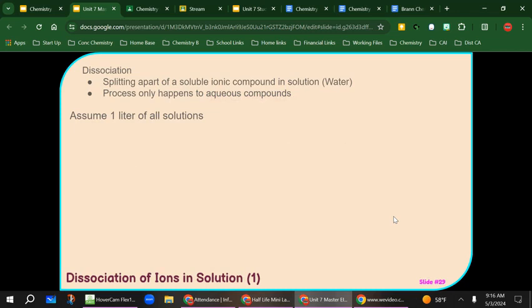Now, dissociation is the splitting apart of an ionic compound in solution or in water. And the process only happens to aqueous compounds. Now, someone today sent me an email and said, Mr. Brand, on number 5 in the practice test, you use calcium carbonate, but it is a solid, so it's not aqueous in your reaction. And I'm like, all right, that was a good call, because sometimes I do mess that up. I put a formula where it doesn't actually work out.